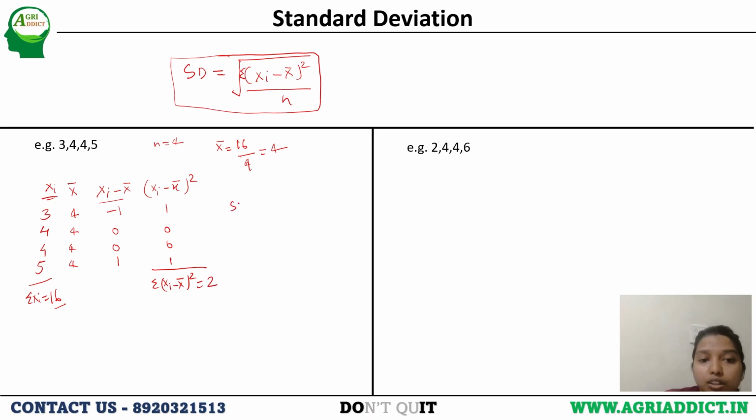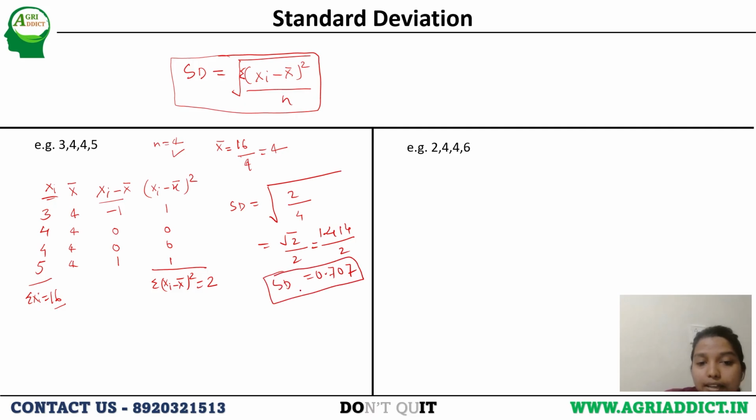Okay. Now we'll put the value in the formula and get the result. It will be the square root of the summation of xi minus x bar square, which is 2, and n is 4. So we get root of 2 divided by 2. Root 2's value is 1.414, divided by 2, it will come 0.707. Okay, this is the first result we got. Let it be regarded as SD1.